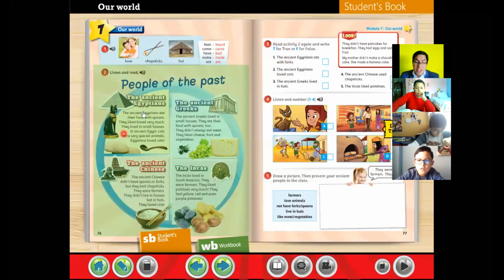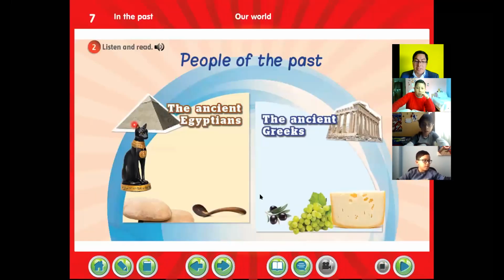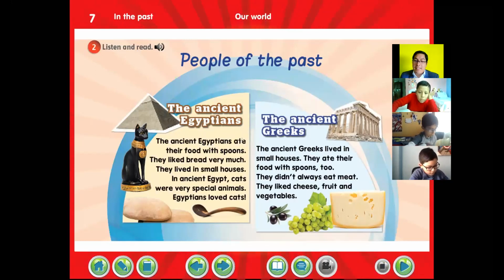Now, we are going to listen one more time. Please, identify the actions in past tense, the verbs in past, okay, in your books. For example, ate. You see? This is in past tense. Listen, please, and identify in your books, okay?